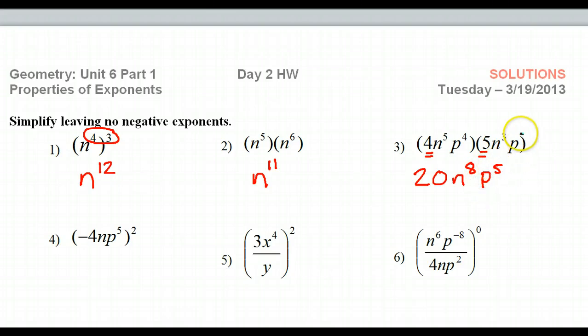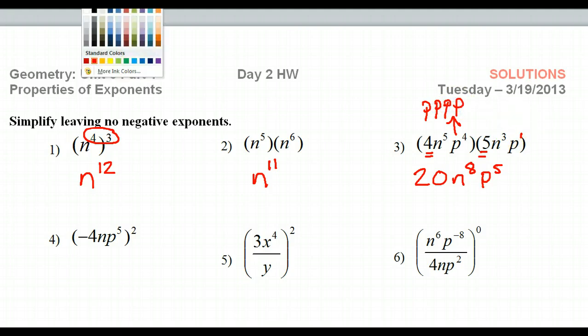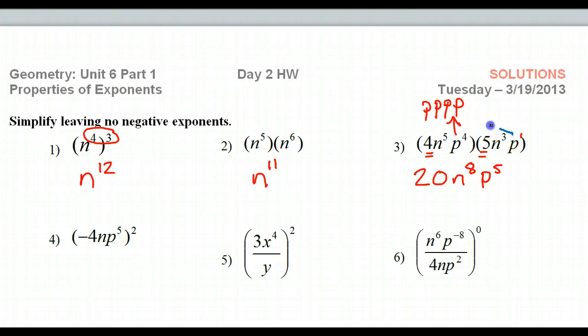Some kids feel like they need to put a little 1 here to remind them that we're adding 4 plus 1. I would prefer if you understood that p to the 4th power means p times p times p times p, and of course a single p from this guy over here would be like this. So altogether you've got p to the 5th power. I prefer that you understand what's happening rather than just blindly adding the numbers. Anyway, but this is the answer.